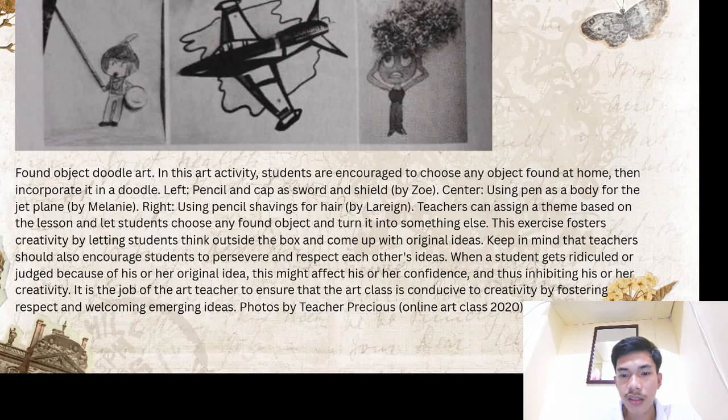Next is found object doodle art. In this art activity, students are encouraged to choose any object found at home, then incorporate it in a doodle. So pencil and cup as sword and shield, using pen as the body for a jet plane, using pencil shavings for hair. Teacher can assign a theme based on the lesson and let students choose any found object and turn it into something else. This exercise fosters creativity by letting students think outside the box and come up with original ideas.